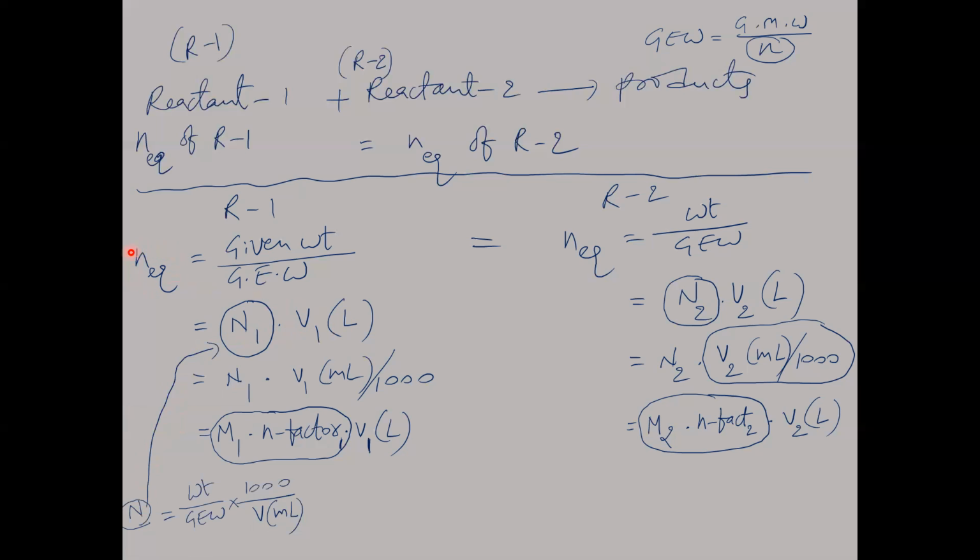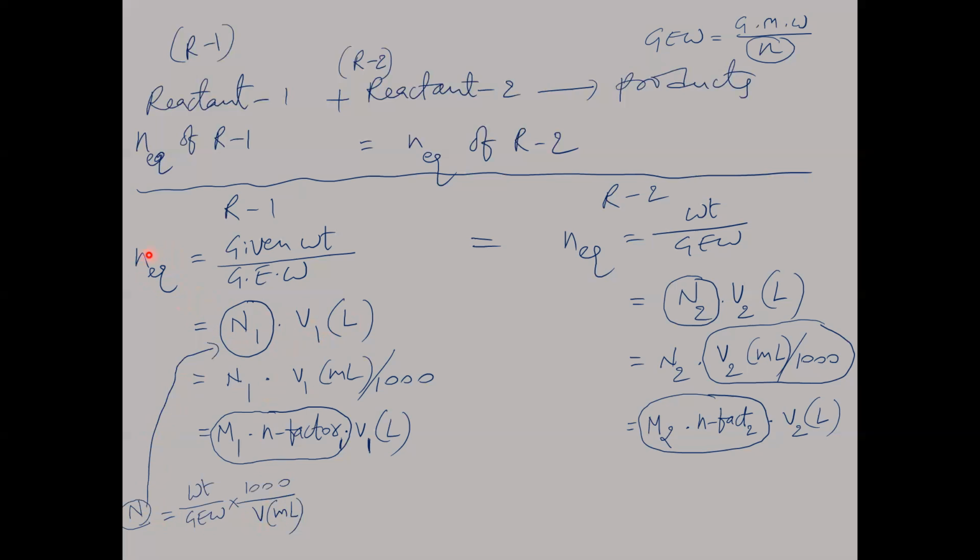If you want to get the number of equivalents of the first reactant, we first have to calculate normality like this. This formula is used and N1 is calculated. After that, the volume should be taken in liters only: N1, the normality of the first reactant, into volume in liters. Suppose volume in ml was used in this formula to get normality. After that, this volume should be converted into liters and taken here. So whatever N1 value we get from this formula, into V1 in liters, gives the number of equivalents of the substance. Is that clear?